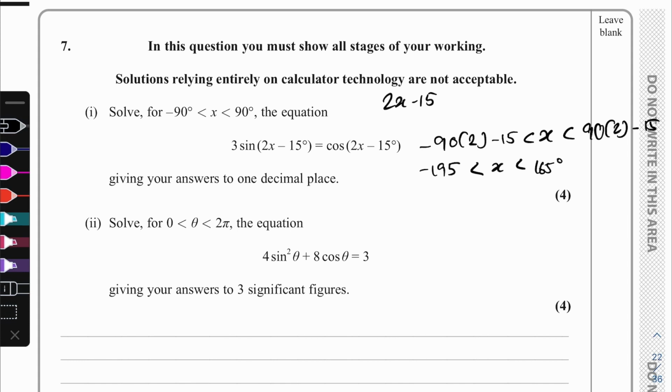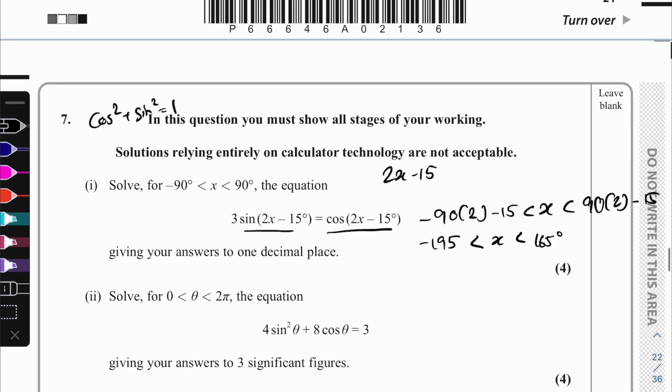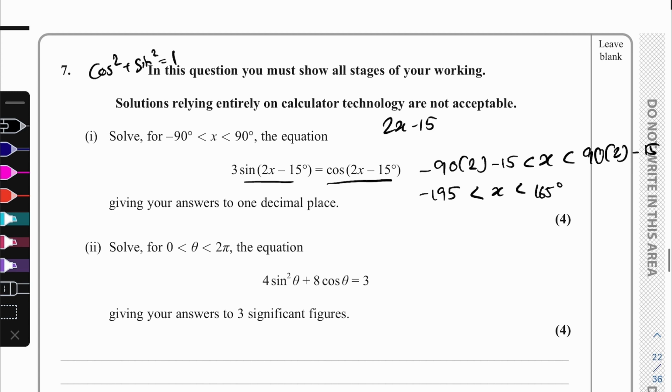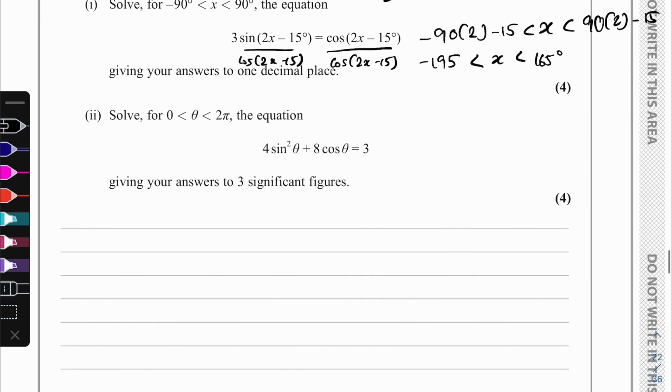So now let's look at the question itself. It says 3 sine of 2x minus 15 equals cos of 2x minus 15. Some people will get confused and think, okay, we need to use cos squared plus sine squared equals 1. No, we don't, because we can just divide both sides by cos of 2x minus 15.